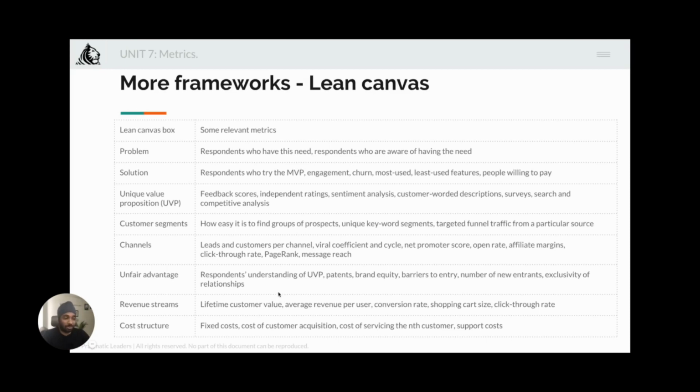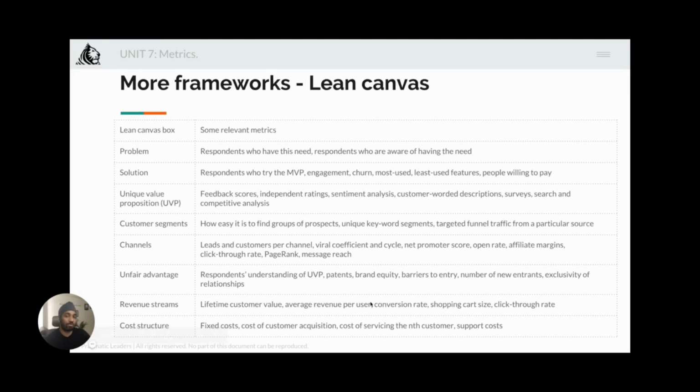Finally, the last two things: revenue streams, which is the LTV, obviously. Average revenue per customer, which is ARPU. You would have heard of this term, ARPU, average revenue per user. Conversion rate, shopping cart size, click through rate, and so many other things. Finally, the cost structure, which is fixed cost, cost of customer acquisition, cost of servicing the nth customer. So, as the number of customers increases, the marginal cost of servicing the nth customer also decreases, right? The support costs.